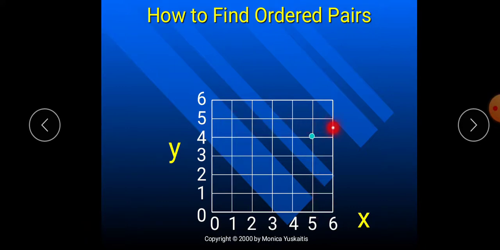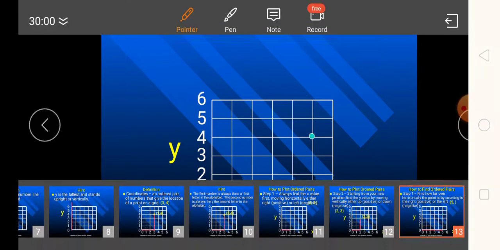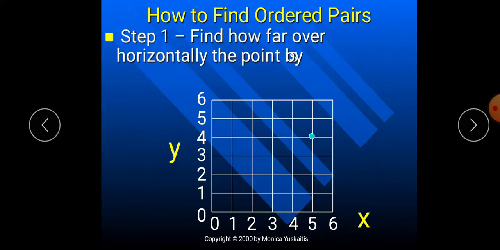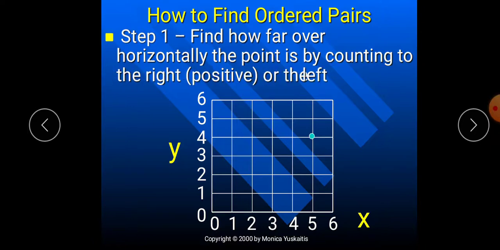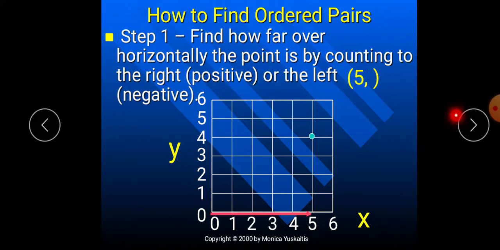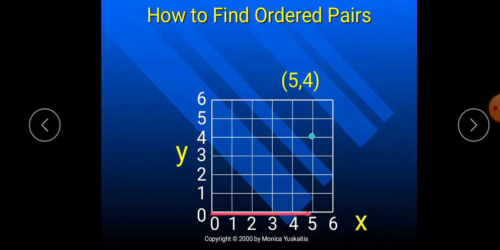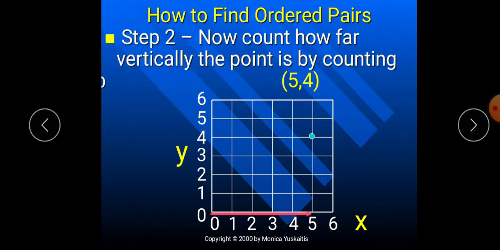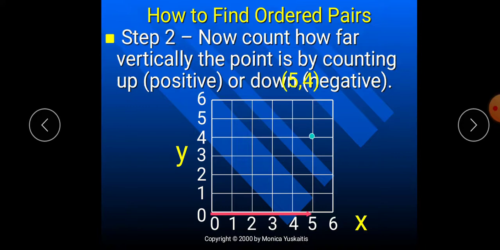Now what is this point called? 5 comma 4. It is always horizontal first and then vertical. Step 1: find how far horizontally the point is by counting right, positive, or left, negative. Sometimes it will be negative also. Step 2: 5 is the x-axis and 4 is the y-axis. Count how far vertically the point is, then it is 5 comma 4, negative or positive.